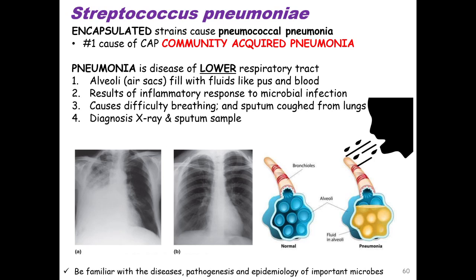All right, encapsulated, they have a capsule. This capsule, they kind of think is their main virulence factor because they know ones that don't have the capsule don't cause disease. So that is their number 1 virulence factor. And they cause pneumococcal pneumonia. It is a respiratory disease, so it spreads through respiratory droplets. And like I said, these alveoli, the air sacs, they fill up with mucus, pus, blood.